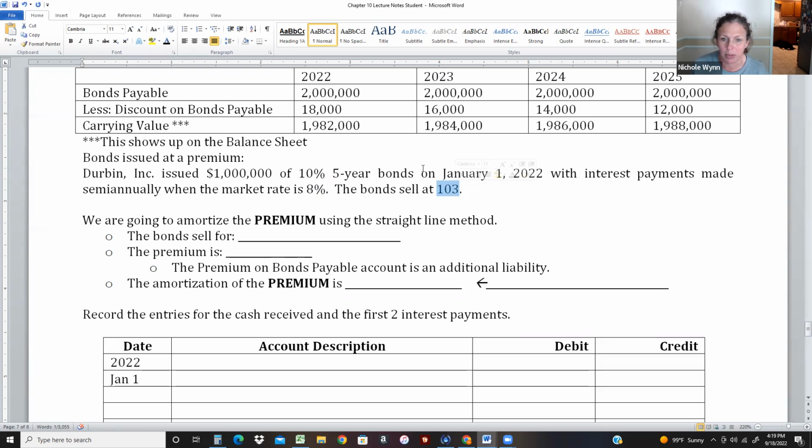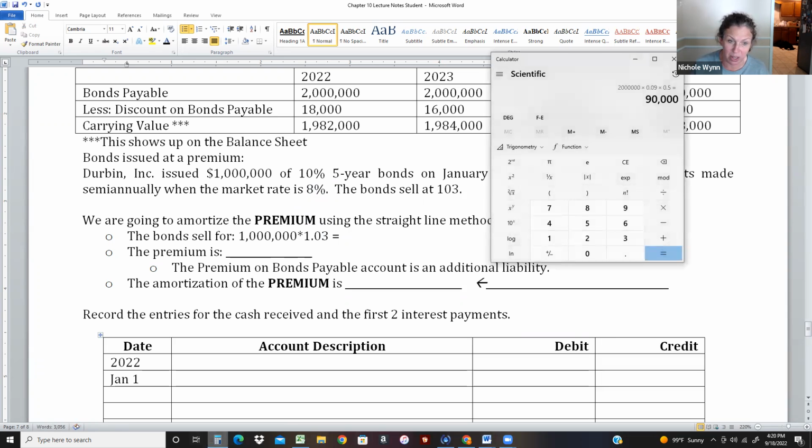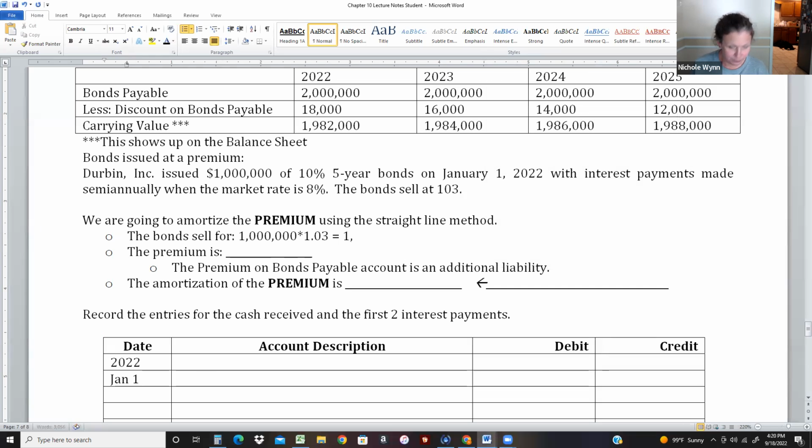Now, for you guys, that rate will always be given. When you take intermediate accounting, I'll tell you how to come up with that 103. So 103 means 103% of the face value. So the $1 million bond times 1.03 means that the bond would sell for $1,030,000. So the premium is $30,000.